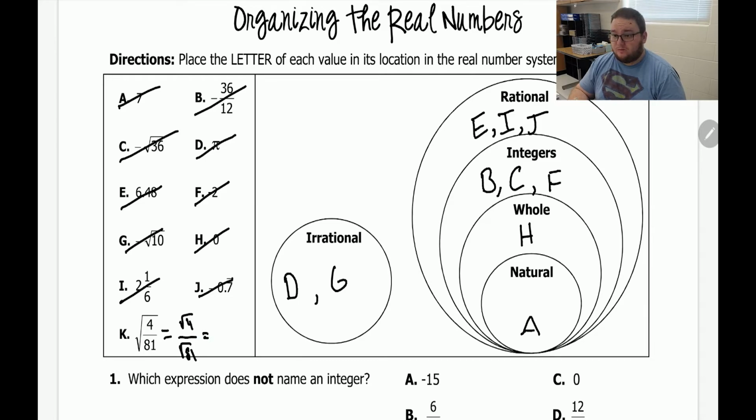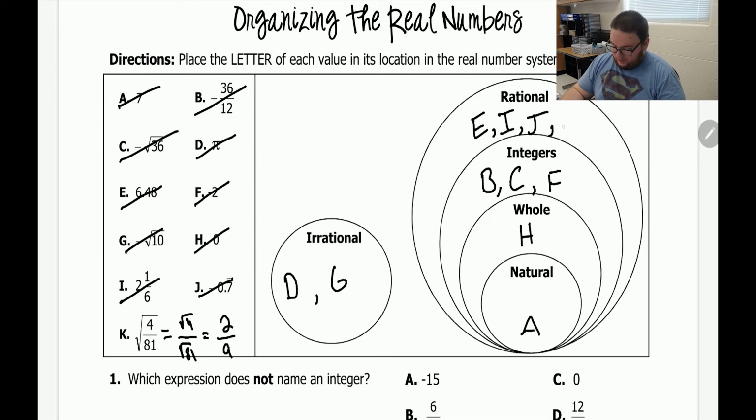Both of those are something called perfect squares, and they're able to come down to just a strict number. So the square root of 4 gives us 2, and the square root of 81 gives us 9. So now we have 2/9. 2/9 is a ratio of 2 numbers, so we know that it goes in the rational numbers instead of the irrational. And then since it doesn't give us a whole number, we know that it's not going to be an integer, a whole, or a natural. So that means it's just going to live in the rational numbers.